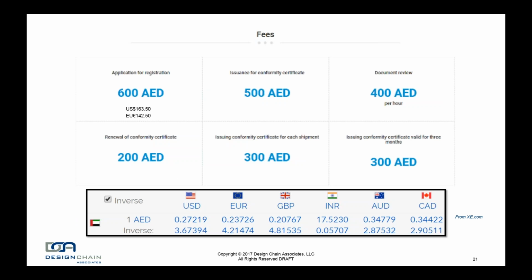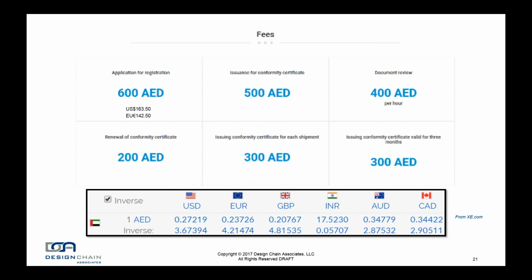None of this is free. There are fees. Here's what the fees are from the website. Application for registration is 600 Emirati dirham. I'm probably pronouncing that terribly wrong. And as of this weekend, I've given some of the rates here for conversion. That 600 AED is $163 in US and 142.5 euros.